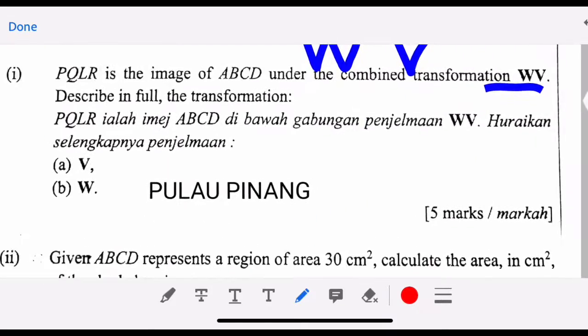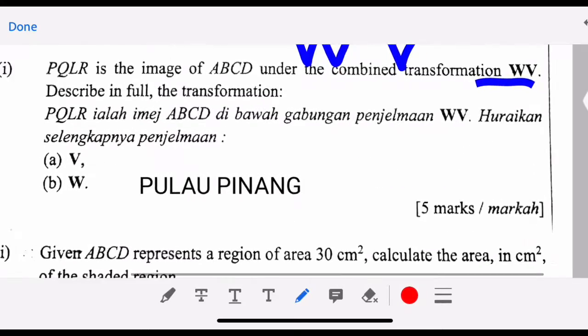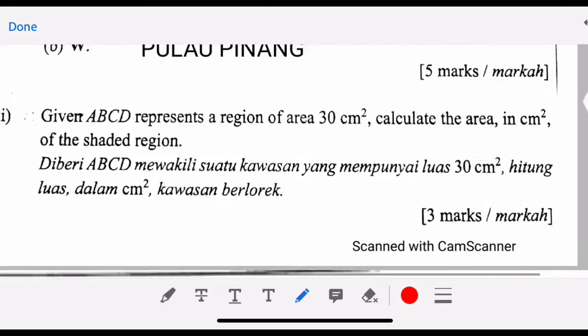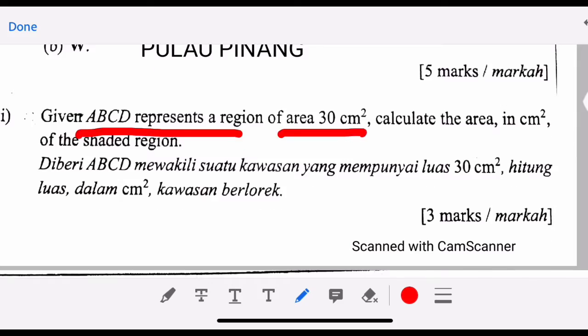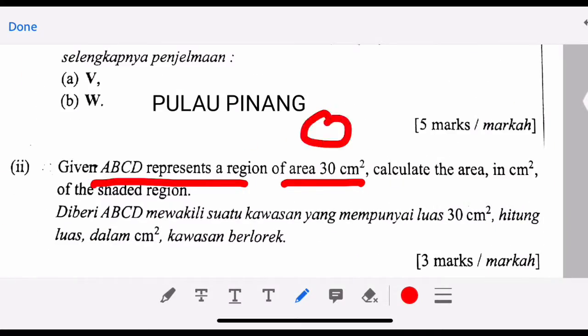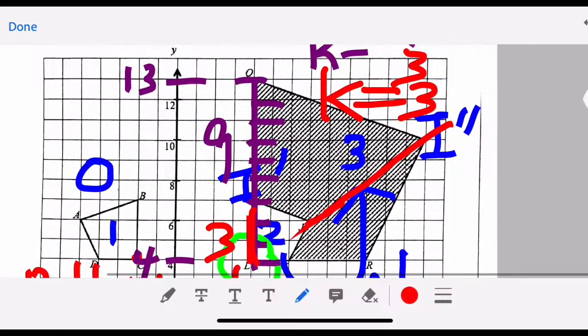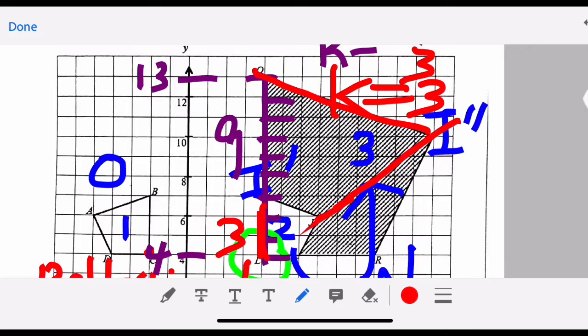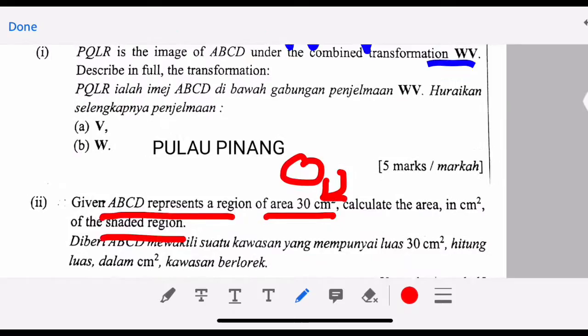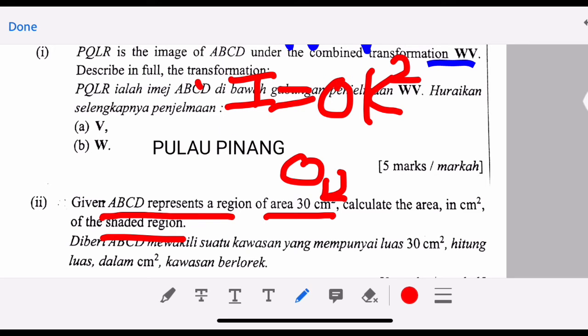Okay, then after you have settled everything already, described everything already, they will ask you to do some simple calculation. ABCD represents region 30 centimeters square. ABCD is our object, right? Okay, we label. This is the object. And calculate the area of the shaded region. Where's the shaded region? Okay. Before we can find the shaded region, we must find the image first, right? So still remember k square. Okay, so we want to find the area of the image, k square. This one is area of the image over area of the object.